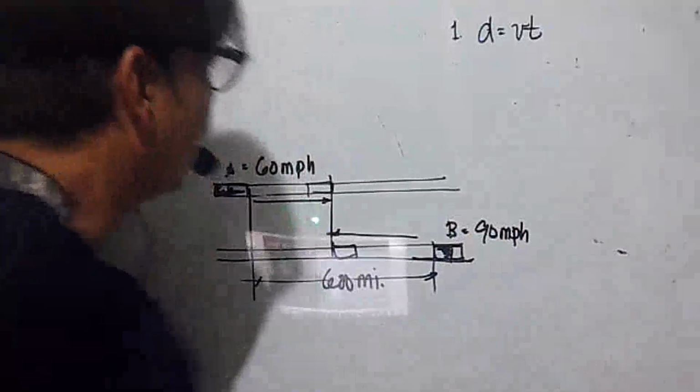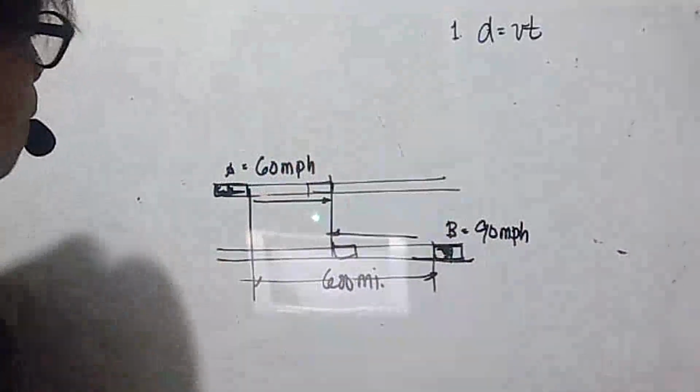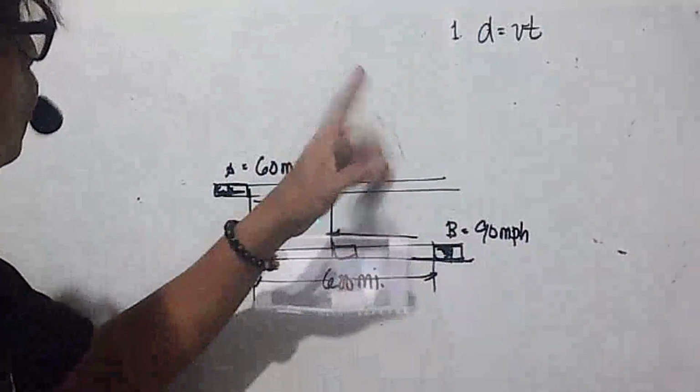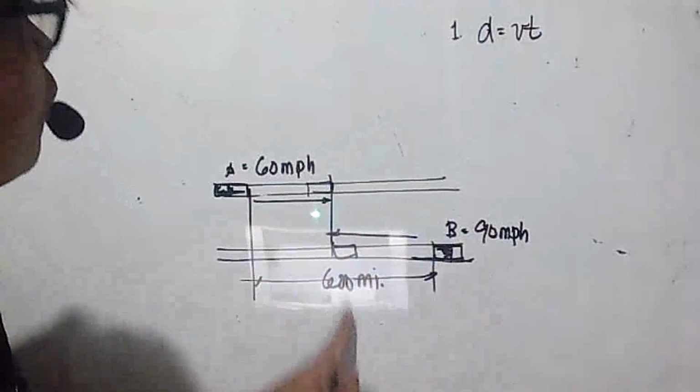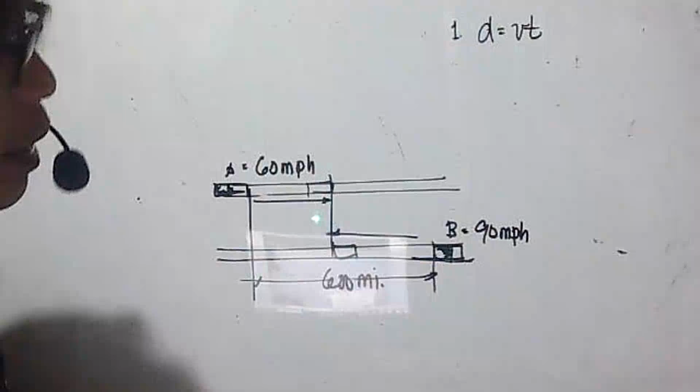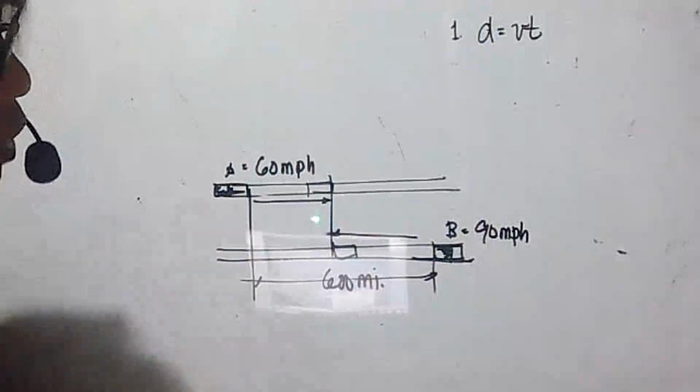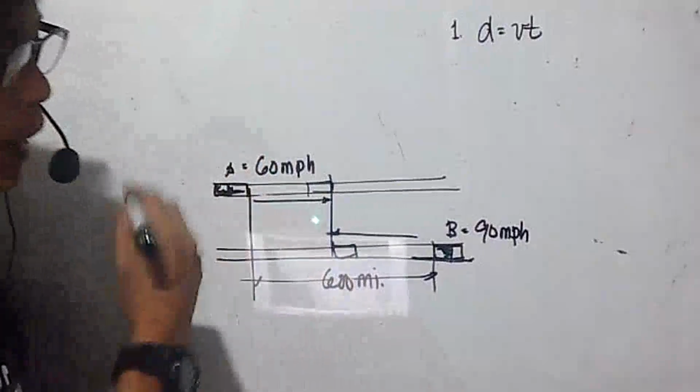Okay, gamitin natin to. Now, you're given 2 values of velocity and only 1 distance. And of course, isa lang yung time mo na pwede mong gamitin. Okay? So, what we're going to do is meron tayong D1 and D2.